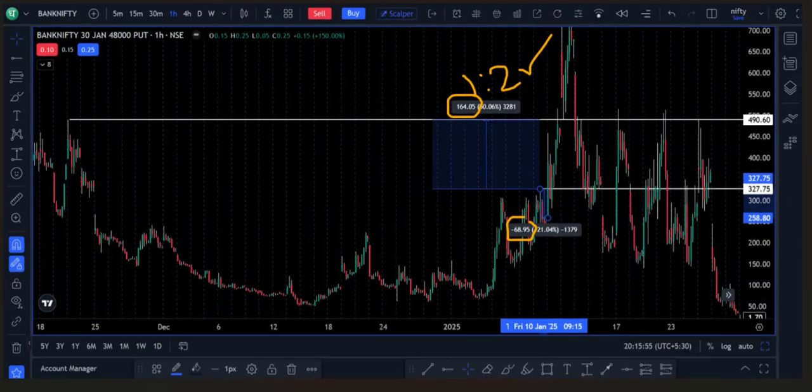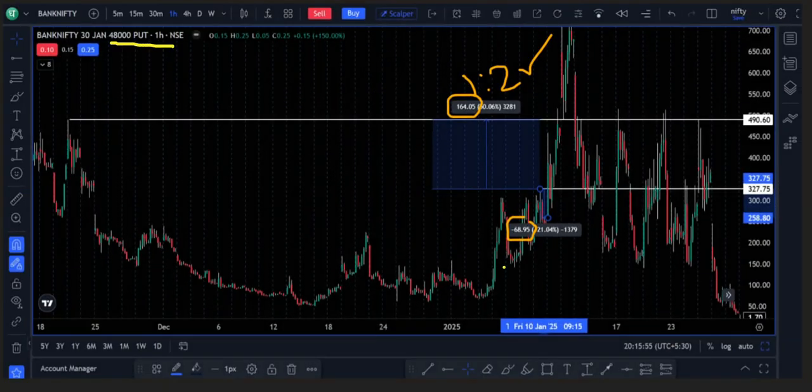So on the 48,000 put, which happened on 10th of January, the risk was 68 rupees once it broke the previous day high, against a reward of 164 rupees. The risk to reward was 1:2 and it was achieved. In fact, it went all the way to 1:4. But still, according to the rules, even if someone booked their profits here, I'm assuming they would have made at least 1:2.